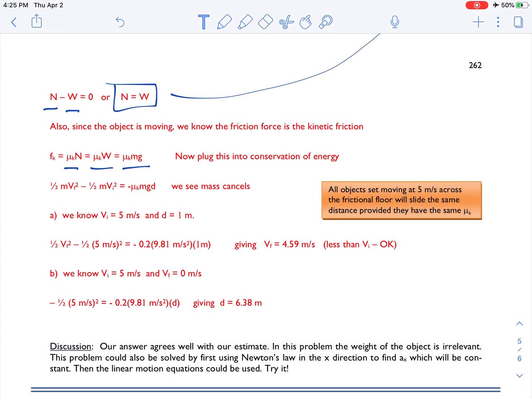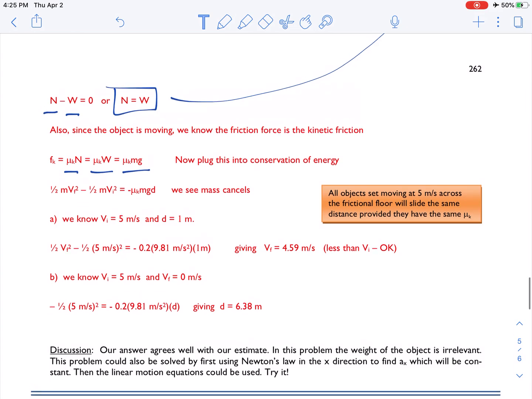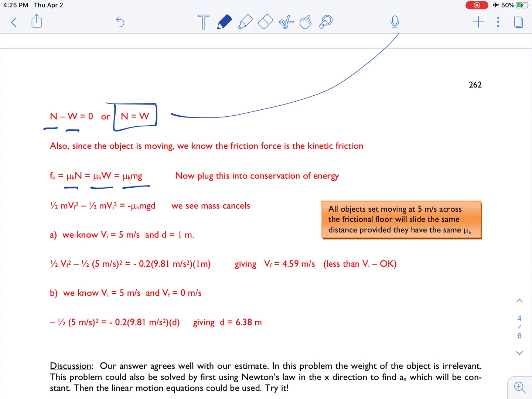Now we're ready to put this into the energy conservation. Again, this was the term which had FKD. So Fk has been replaced with that, but since we put the term on the right side, it's also negative now. One thing we see is all the masses cancel out. What does that mean? It means that any object, regardless of its mass, which is set to move at 5 meters per second across the frictional floor will slide the same distance, provided they have the same mu k. Maybe that's not very intuitive, but this is what the equation tells us.